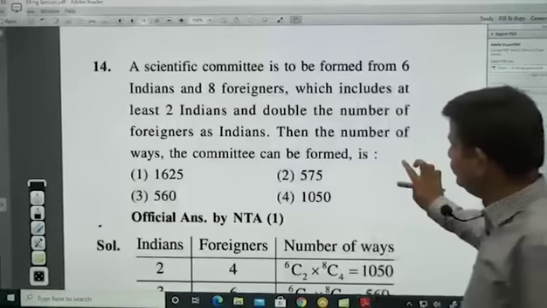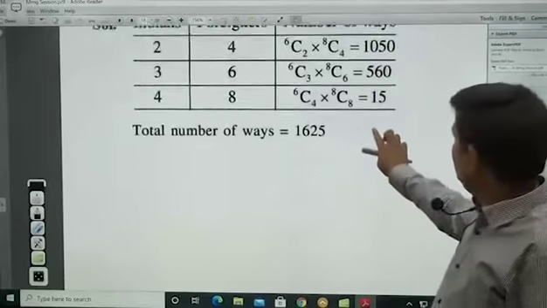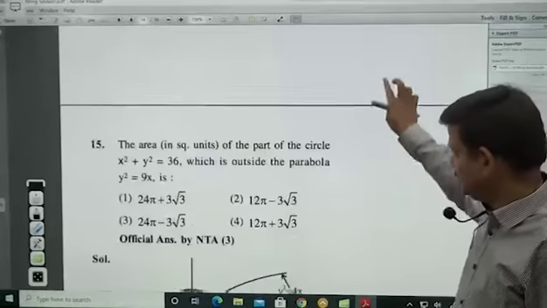So maybe you have to tabulate it for clarity. These are the only options. And maybe do some little calculation. That will be simple.